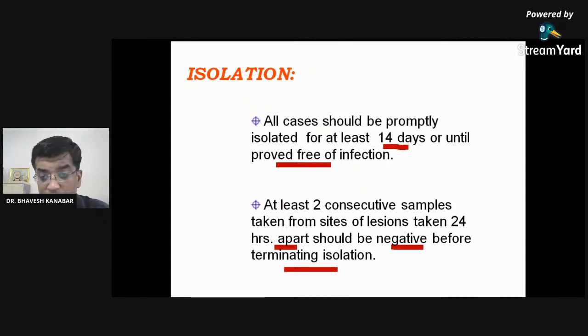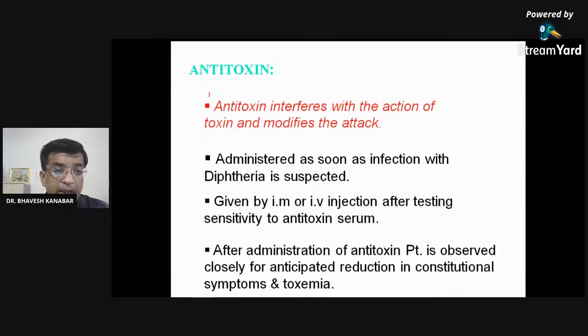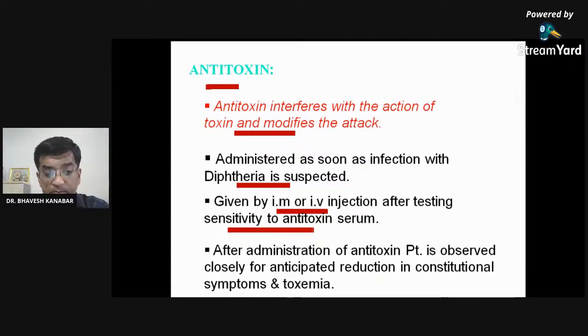So I asked why isolation. Yes, Hardik has replied, isolation will decrease the spread of infection, the spread of disease among other patients and healthy persons. Antitoxin interferes with the action of the toxin and modifies the attack, right? It is administered as soon as diphtheria is suspected. So whenever there is a case of diphtheria, antitoxin should be administered. It can be given by IM or IV route, after testing sensitivity to antitoxin serum.